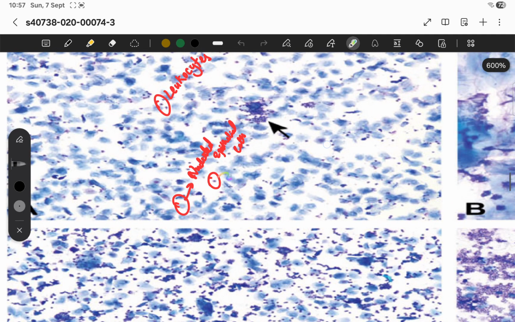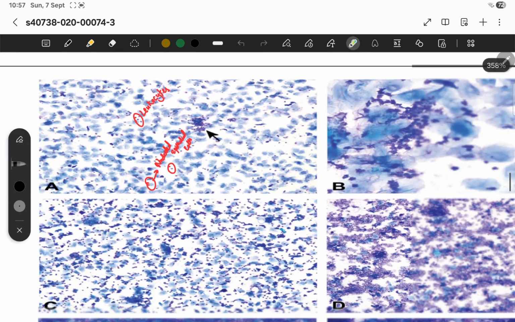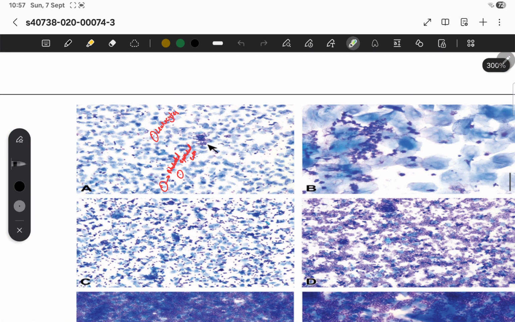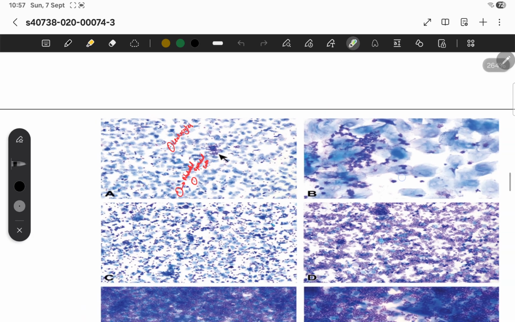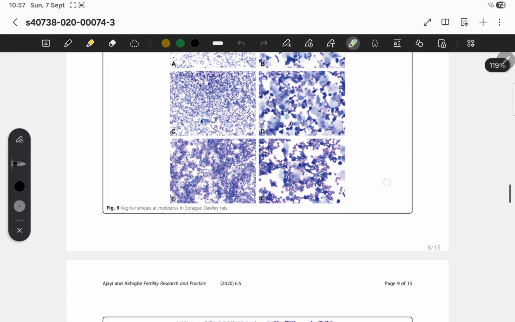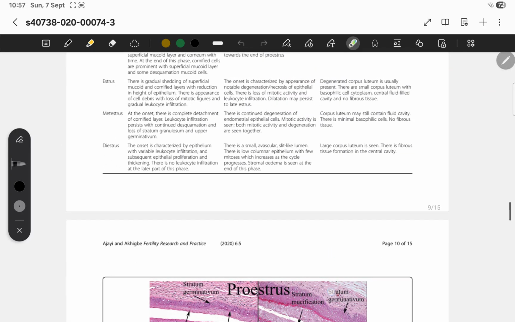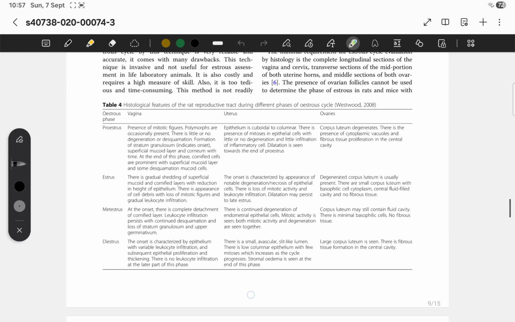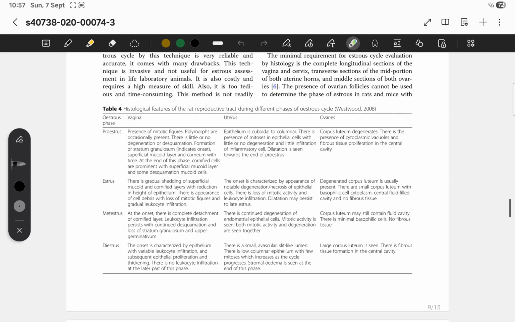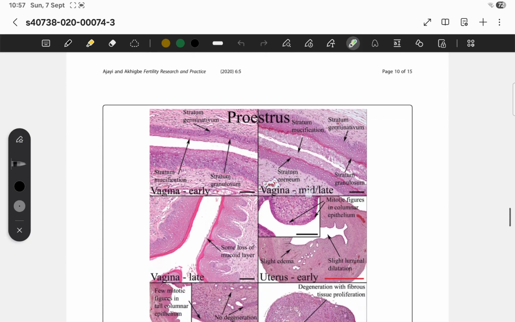Now let us see some leukocytes. These are leukocytes. This is a nucleated epithelial: the cell is there and the nucleus is there. Here, other things: histology is told.